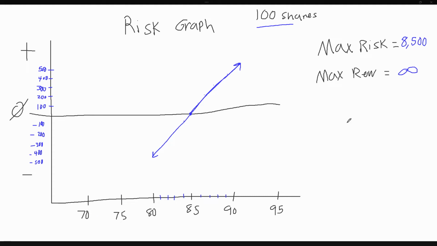So that risk graph on a long stock position, buying stock, will always move in that fashion. Okay, it will always move in that direction. The higher the stock goes, the more money you make. The lower the stock goes, the more money you lose.